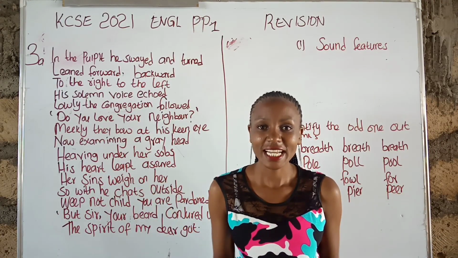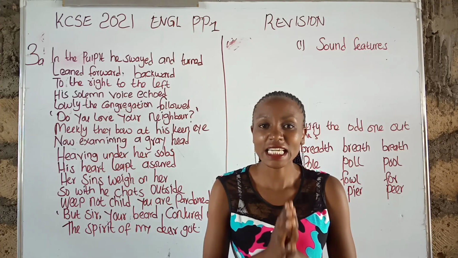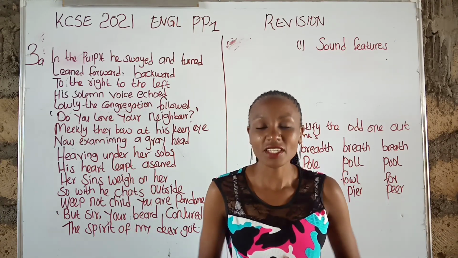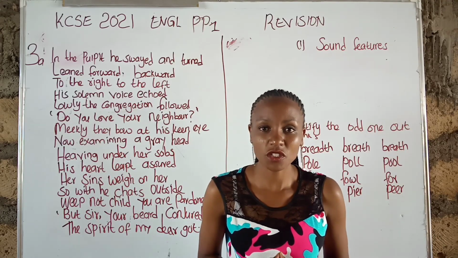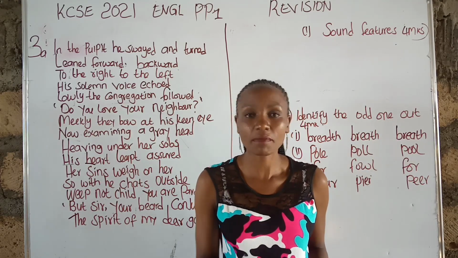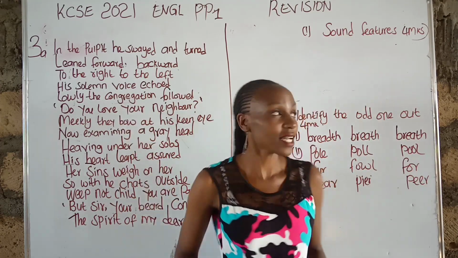I'm also doing good. So in today's video, we're going to revise KCSE 2021 English Paper 1. You want to pay attention to the end of this video to learn more. We're going to do question 3, not the whole of it, but number 3A and number D.